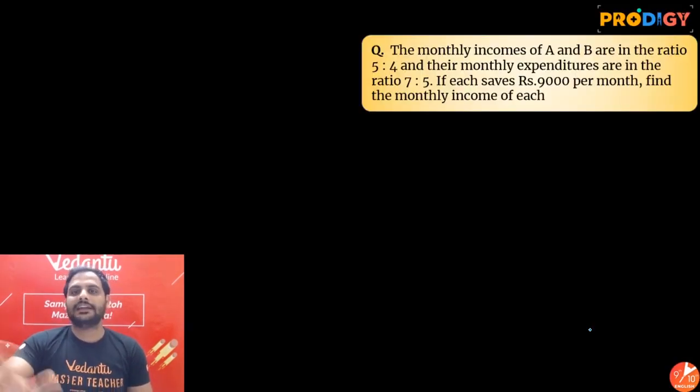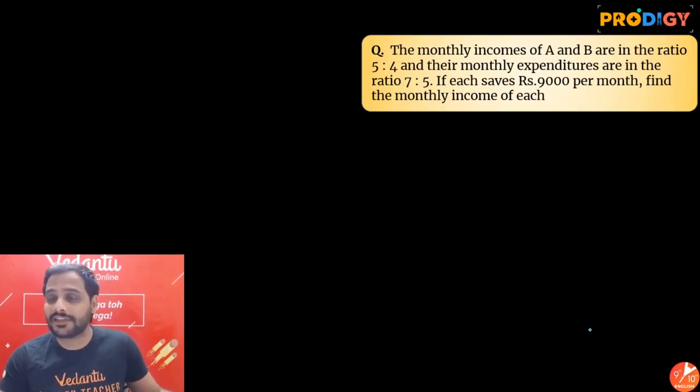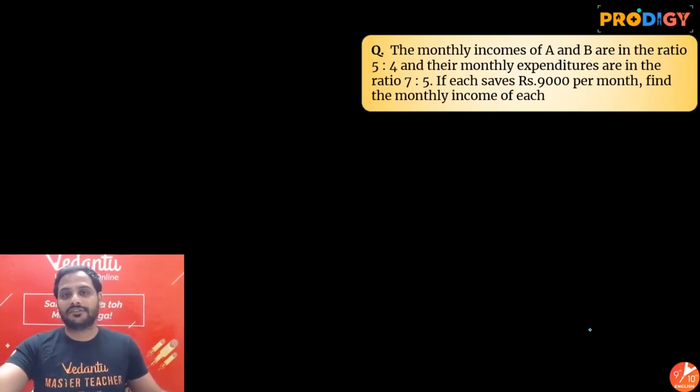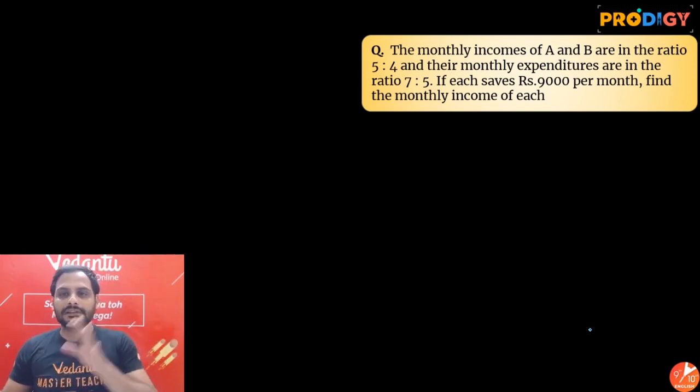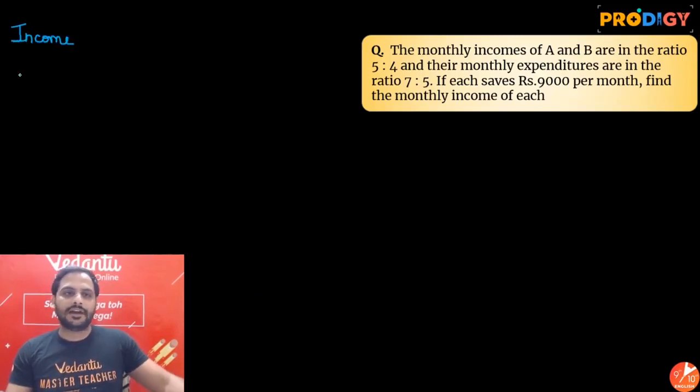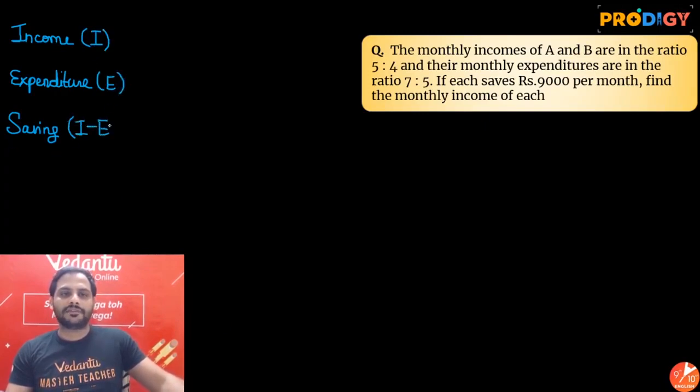Okay. Next question. The monthly incomes of A and B are in the ratio 5:4 and their monthly expenditures are in the ratio 7:5. If each saves rupees 9,000 per month, find monthly income of each. Okay beta, so look, we are writing income and then we are writing expenditure, and then we know saving will be nothing but income minus expenditure. Income is, let's say, I, expenditure is E, so saving will be income minus expenditure.